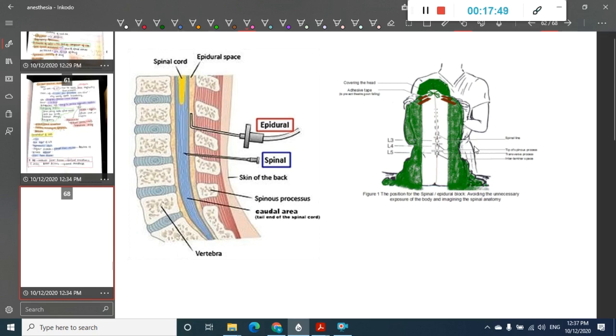Here, this is the sitting position for doing the anesthesia, and this is the spinal line. We will see the tip of the transverse processes, and we give the anesthesia mostly at L3 L4, or if not possible we can also give at L4 L5, but most commonly at the L3 L4 space.